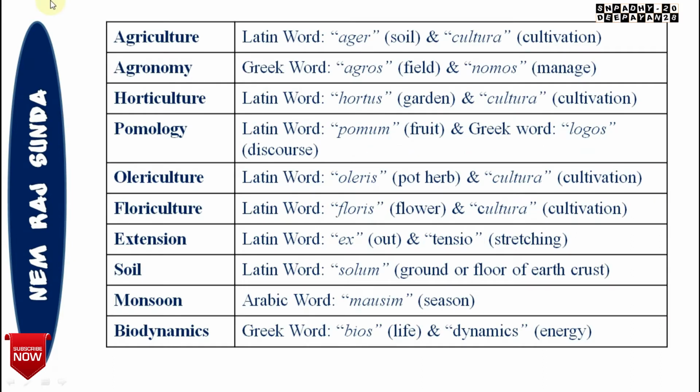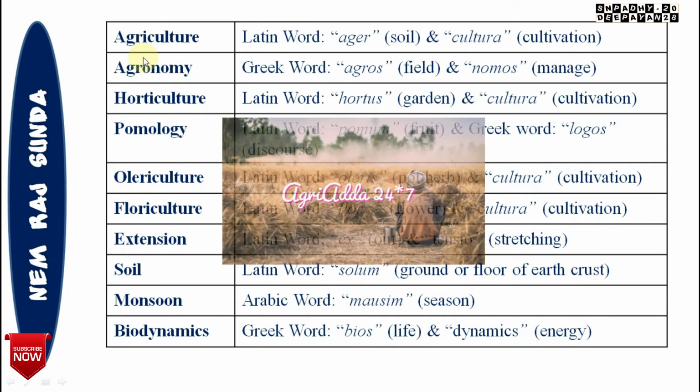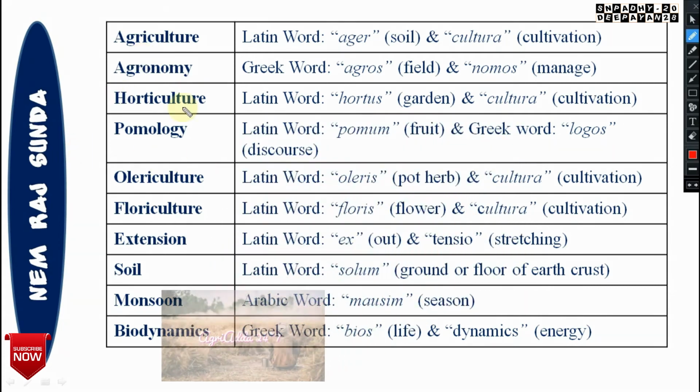So first one is agriculture. The term agriculture came from Latin words, where two words are there, that is ager and cultura. Ager means soil, and cultura means cultivation. So cultivation of soil is known as agriculture. Latin word. These are important. Latin word.